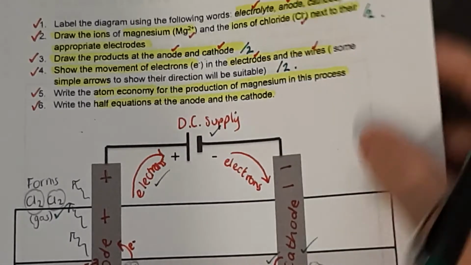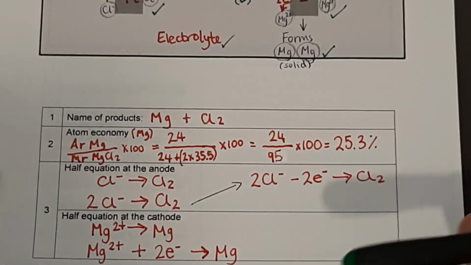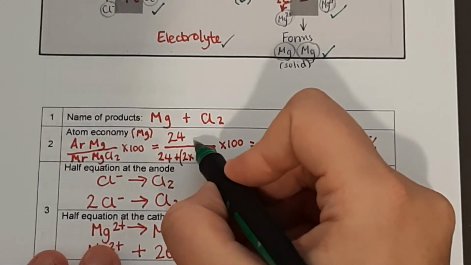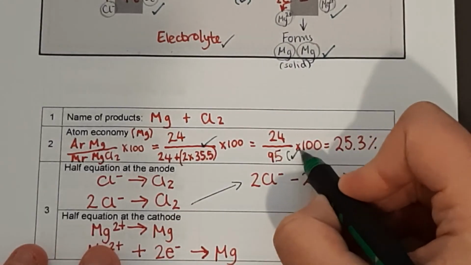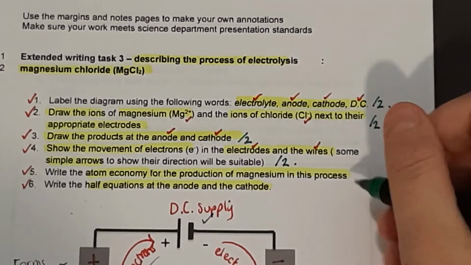Now, part 5 is the atom economy, to show the production of magnesium in this process. So here's our atom economy. You have a mark for your workings out, so that's either this one here or this one here, and a mark for the answer, which is 25.3%. So again, that's a mark out of 2 for part 5.